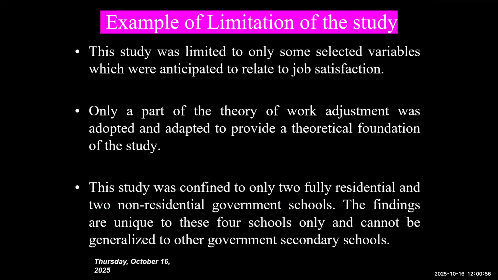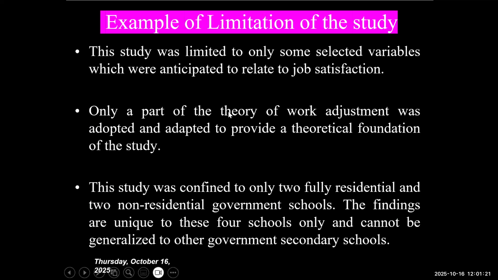So examples here are: this study was limited to only some selected variables which were anticipated to relate to job satisfaction. In other words, there are several variables, tens and hundreds of variables that we can study. But your study focuses on some of them. So you are saying other studies can now go and also look at the other variables. That is what we mean by a limitation.